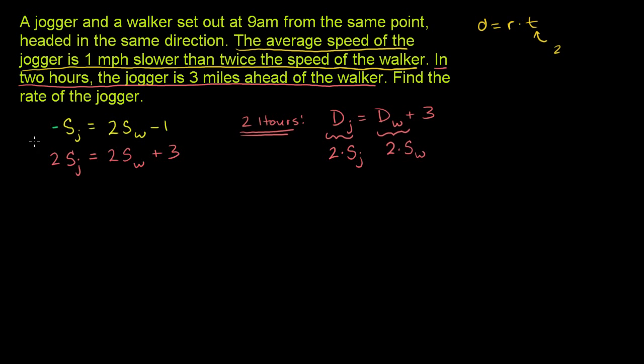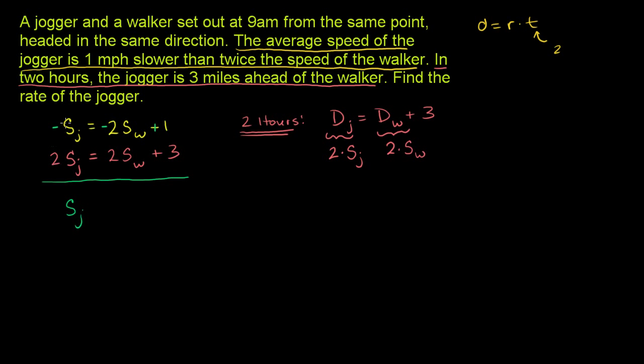This becomes a negative times the speed of the jogger. This becomes a negative 2 times the speed of the walker. -1 times -1 is plus 1. And now if we add these two equations, these two guys are going to cancel out. And what do we get? We get 2 times the speed of the jogger minus the speed of the jogger, which is just the speed of the jogger.